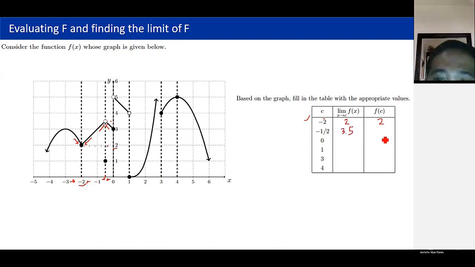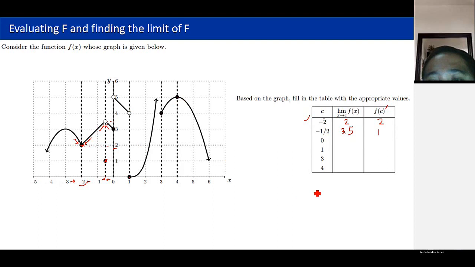How about kung f of negative 1/2? Kung a direct substitute natin, ano ang value natin? F of negative 1/2. The answer is 1. So it means itong f of c, ang atong tanawon is itong mga point. This is what we are looking for. The points here, those are the f of c. Pero pag sinasabing limit, doon tayo sa graph kung saan siya papunta.